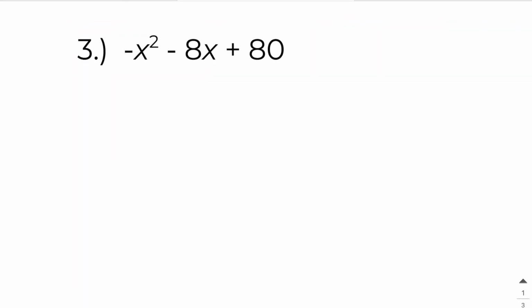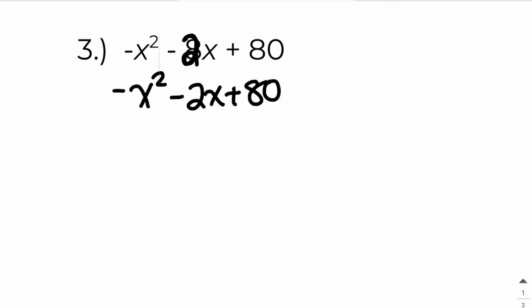Okay, people, in our next example, we have a little bit of a typo right here, and this should say minus 2x. So this should be negative x squared minus 2x plus 80. Just like we always do, the first thing we want to do is see if there's a GCF, if there's anything in common right here.